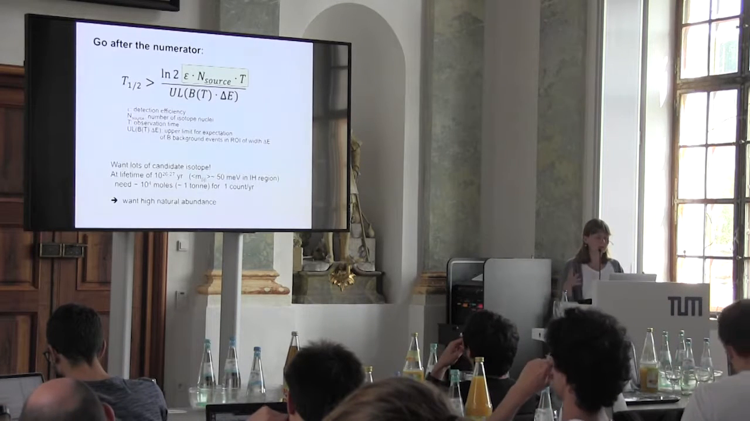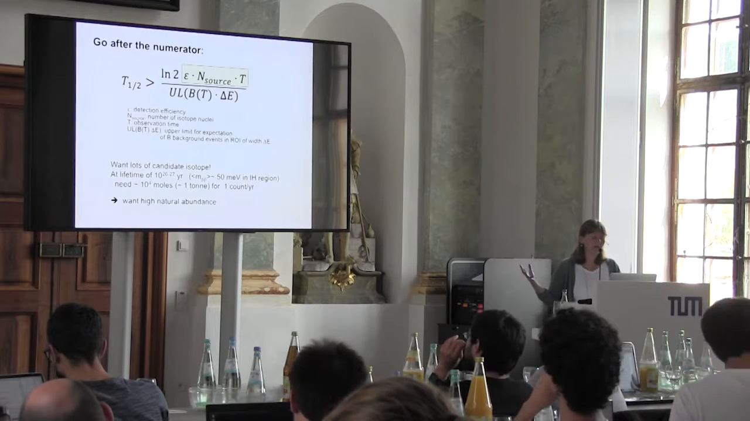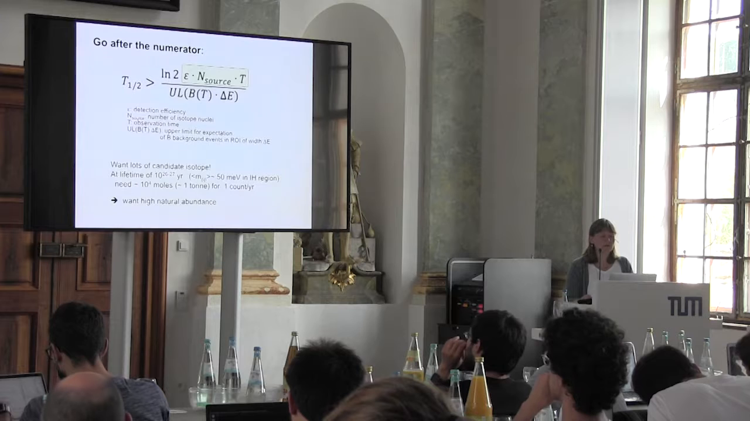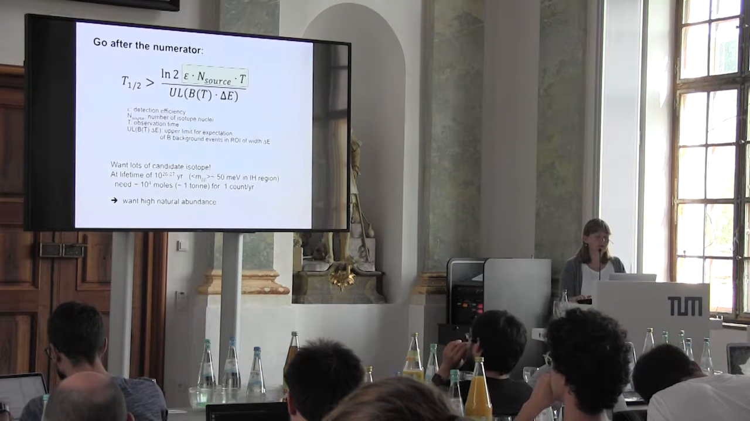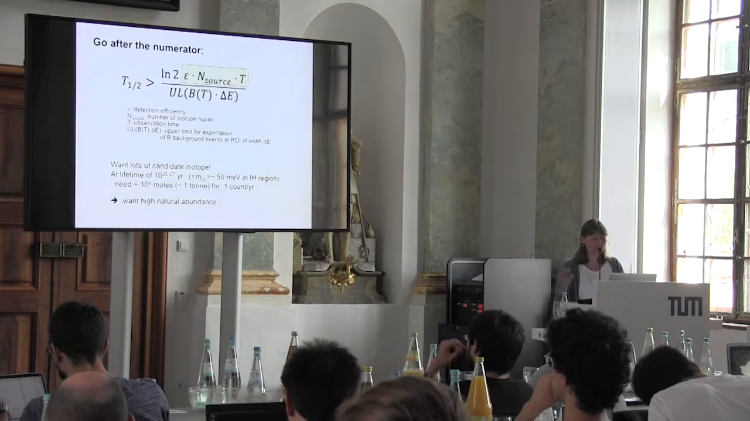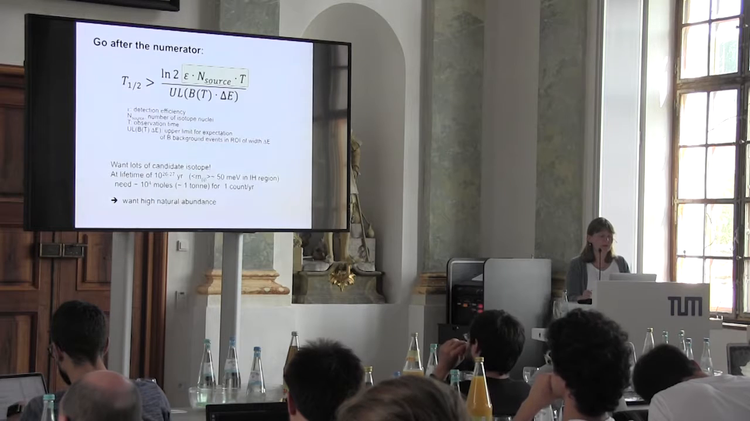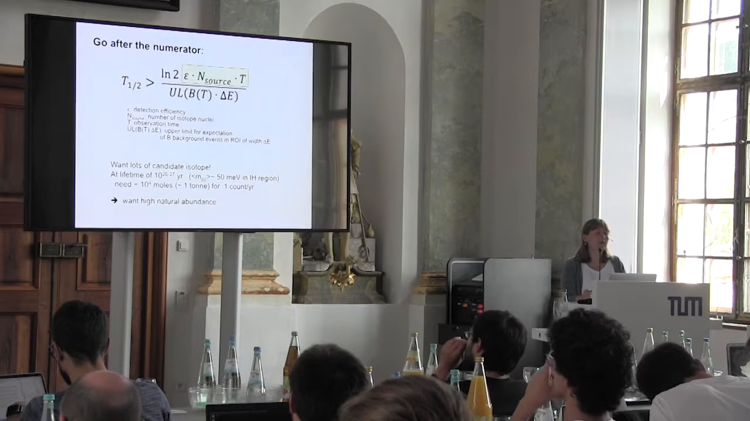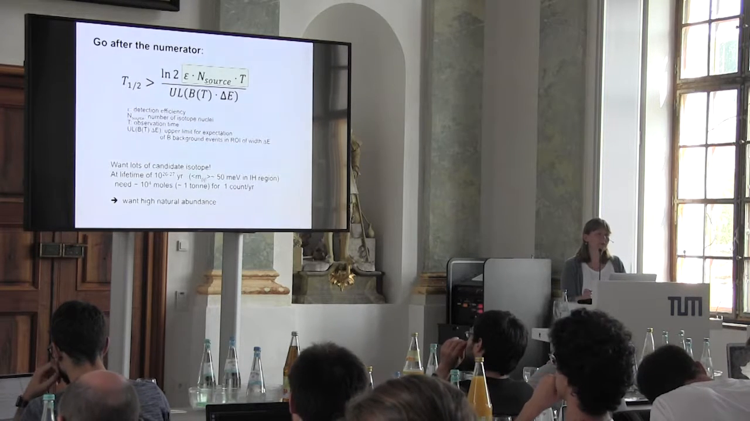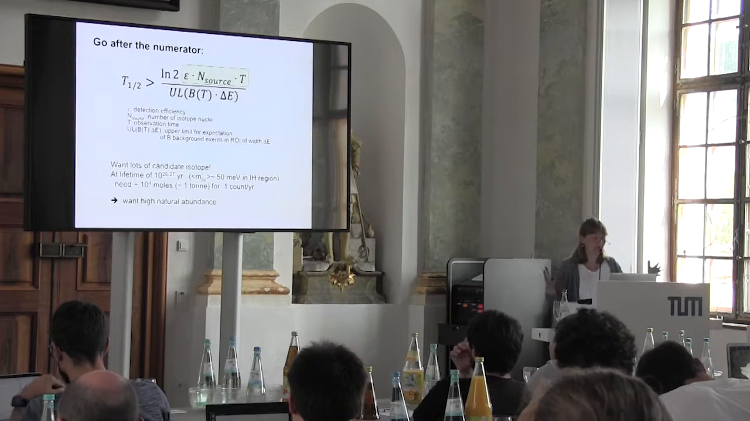So there you want to have lots and lots of candidate isotope. Just to give you a sense of the scale of how much you need, if you want to see a lifetime of 10 to the 26 years, that would correspond to about 50 meV, which is in the inverted hierarchy region, you need about 1 ton of material to get 1 count per year. Okay, so you need quite large amounts of material because it's a very rare case.